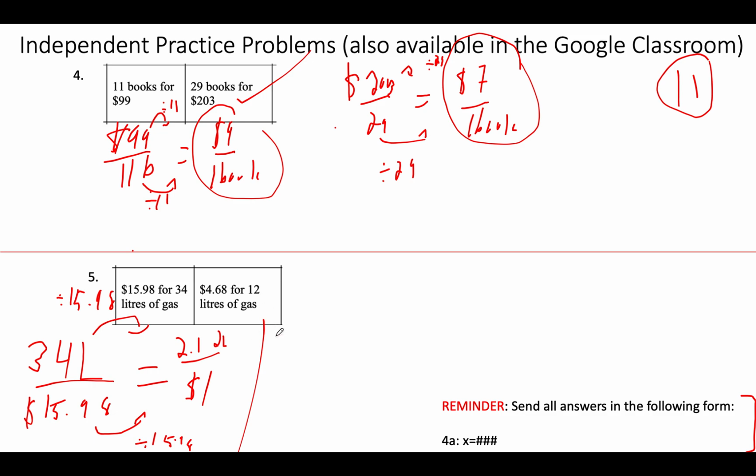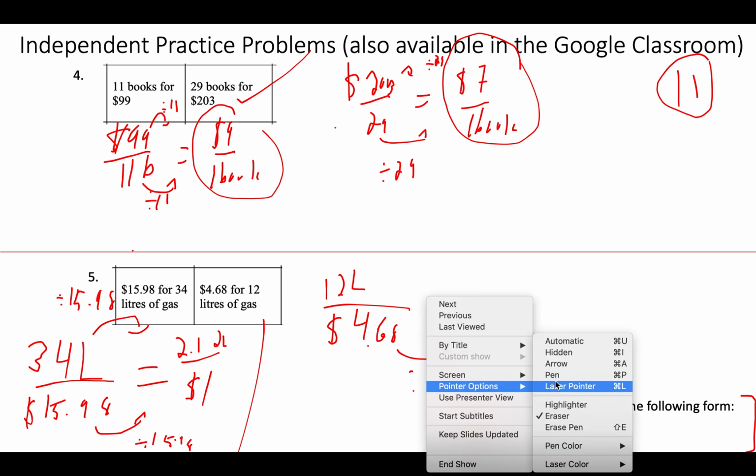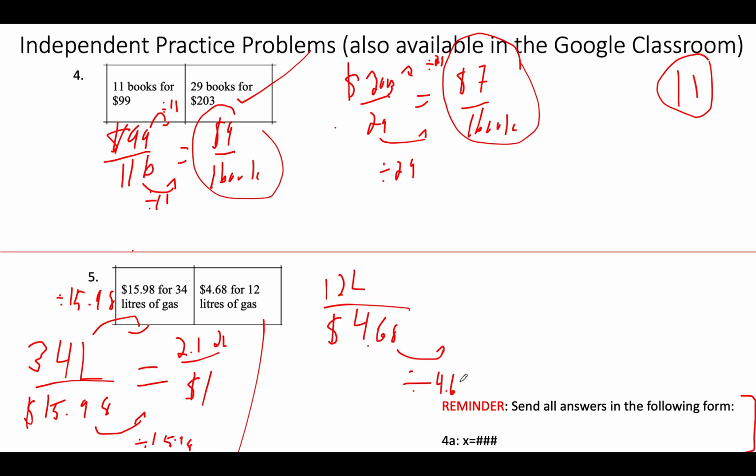So let's see if that's going to be a better rate than the $4.68 for 12 liters of gas. We're going to put 12 liters on top here over $4.68. We divide both sides by $4.68. We're going to get $1 on the bottom, and then we're going to divide 12 by $4.68. And we're going to get around 2.56 liters per dollar. So therefore, $4.68 is going to be a better deal because we get more liters per dollar.